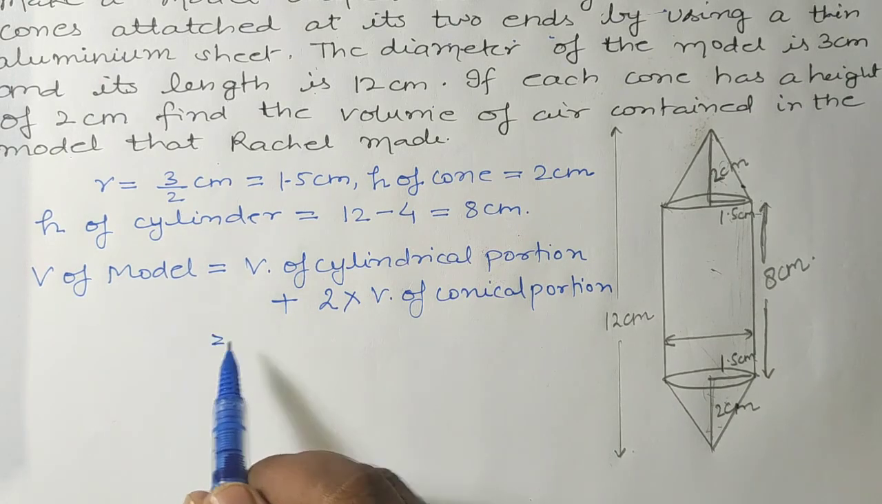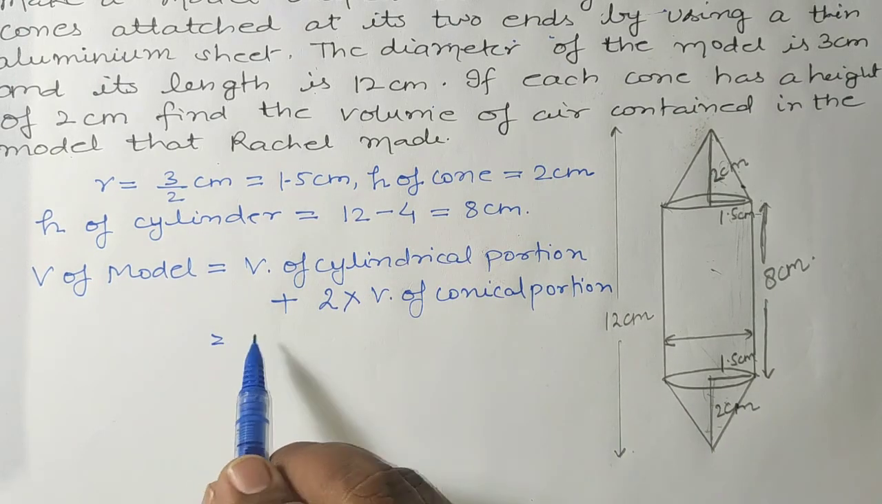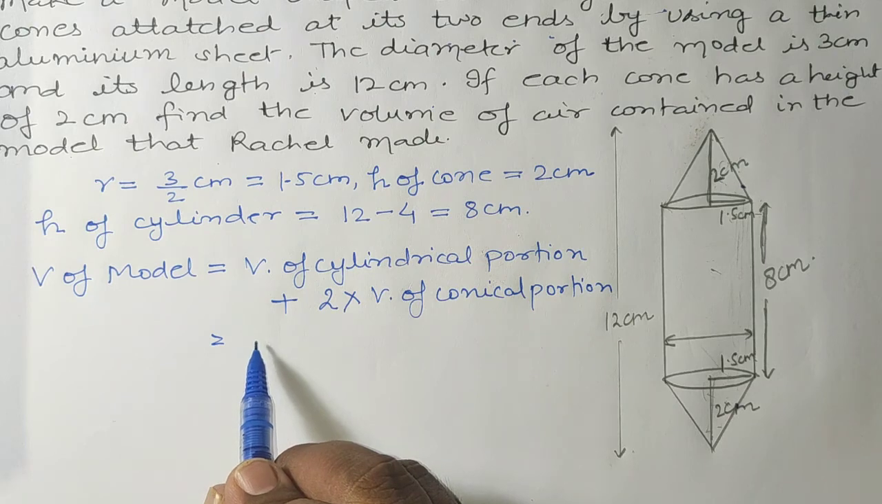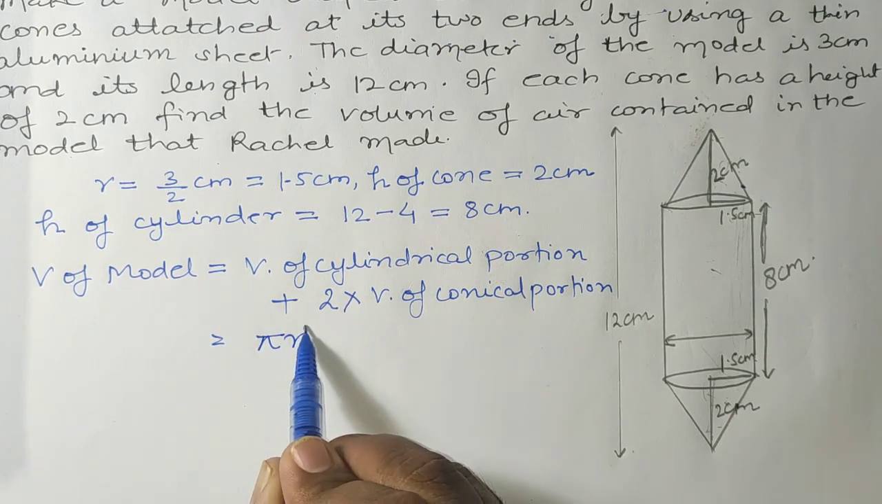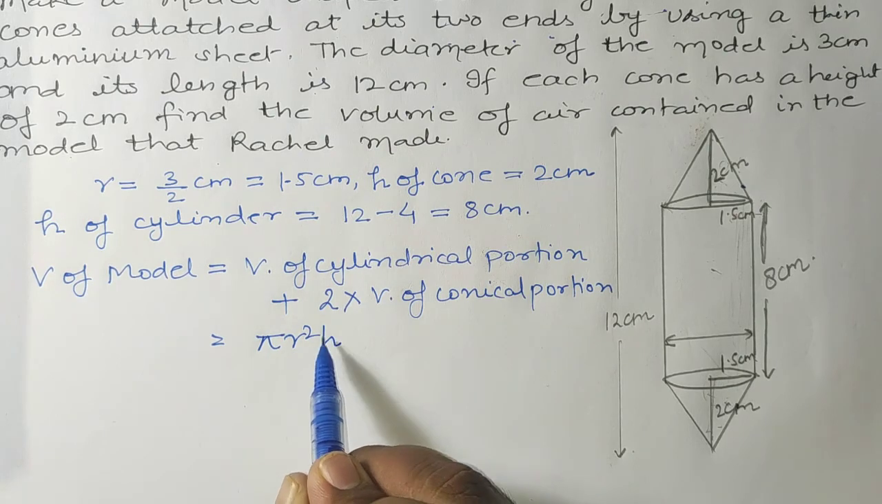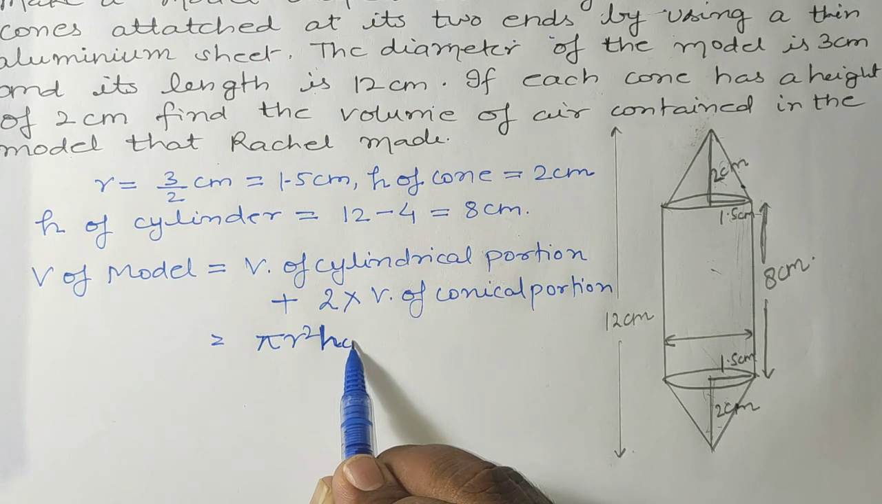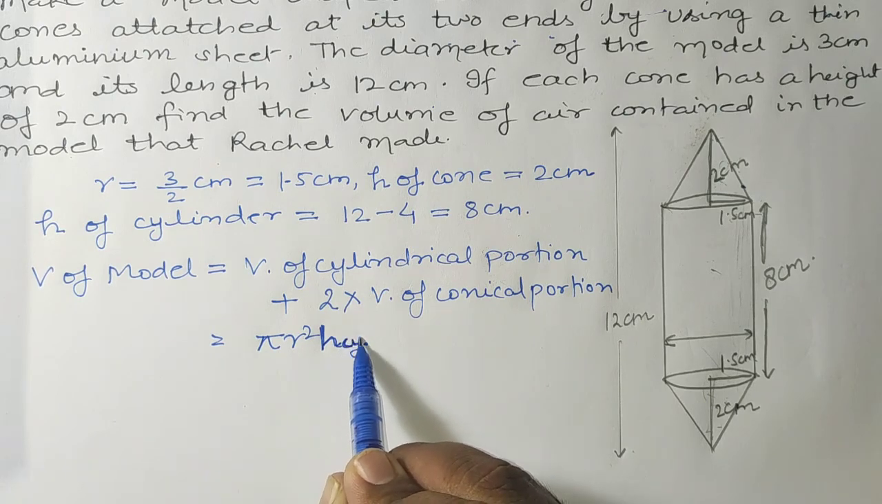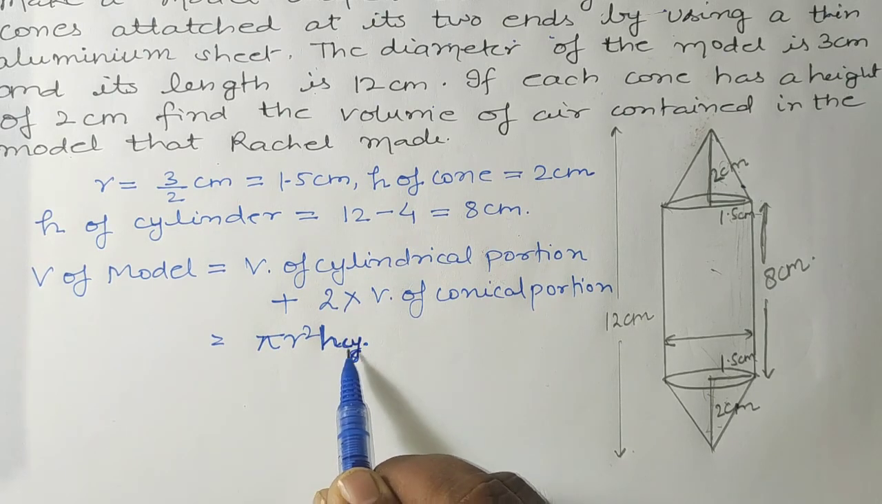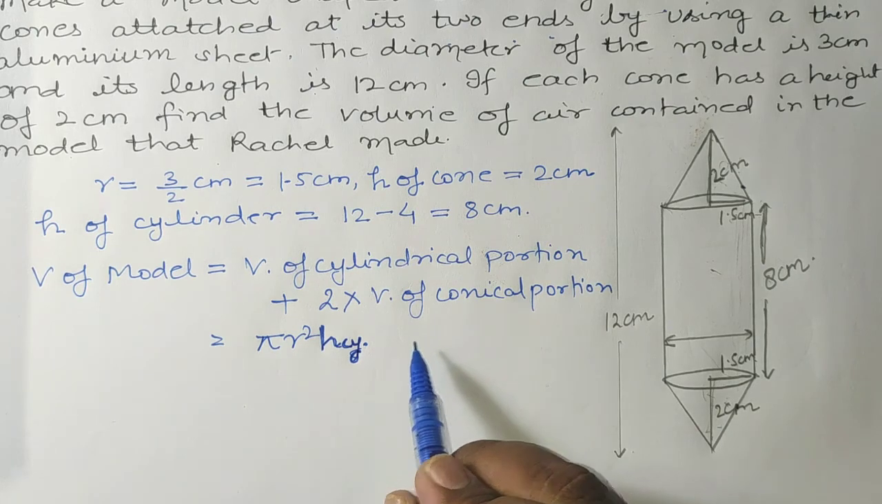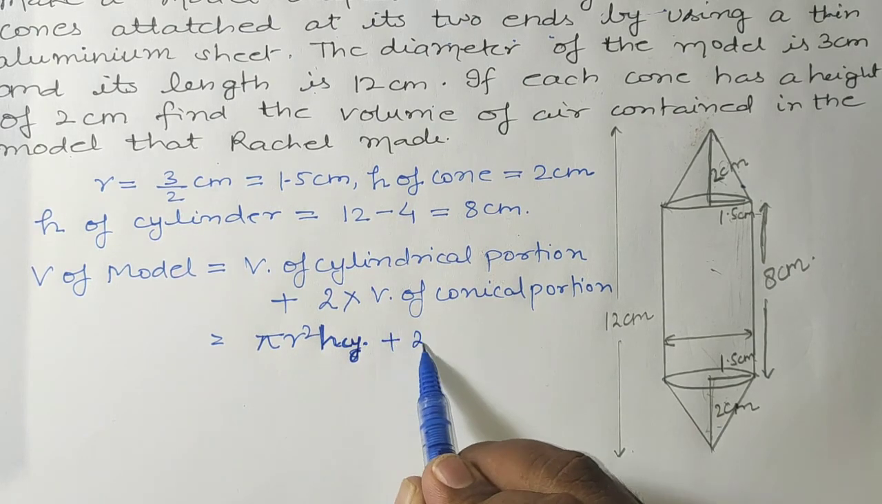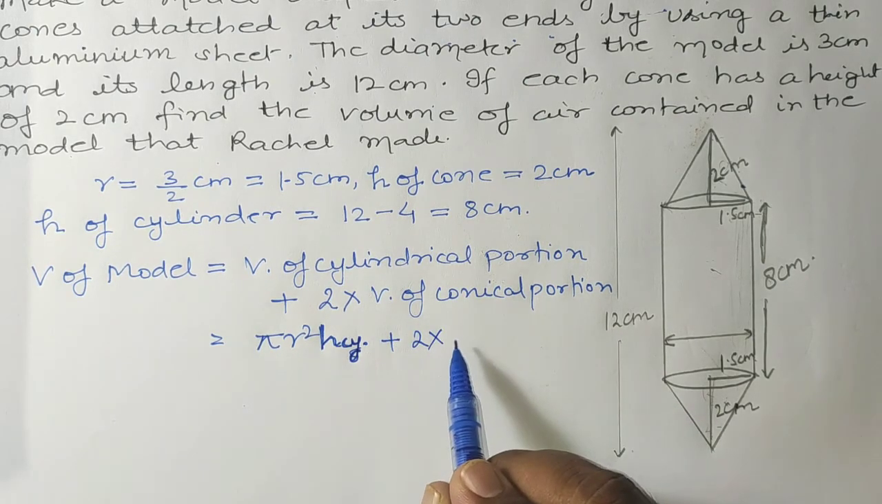So the volume of cylindrical portion, we know that the formula of the volume of the cylinder is pi r square h, so it will be pi r square h. It is height of cylinder, so we'll write here h of cy, considered as height of cylinder. And here 2 times the volume of conical portion.